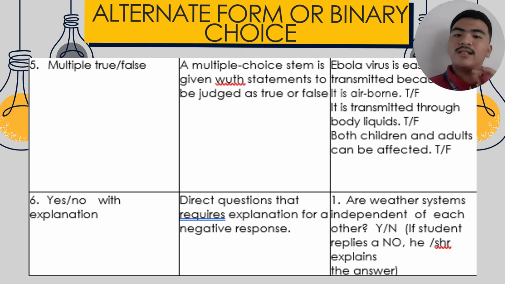And the sixth one is the yes or no with explanation. It is a direct question that requires explanation for a negative response. This is mainly for essay. We tend to answer this one in essay type. Do you agree with this and this? Yes or no, and why? Teachers always ask for an explanation of why you choose to disagree or agree. Mainly, it is not for objective answers, but more likely for subjective ones. There are no correct answers, but rather they are trying to find your explanation, your stand about a certain something, and that is the yes or no with explanation.